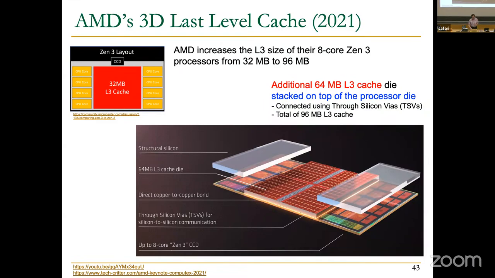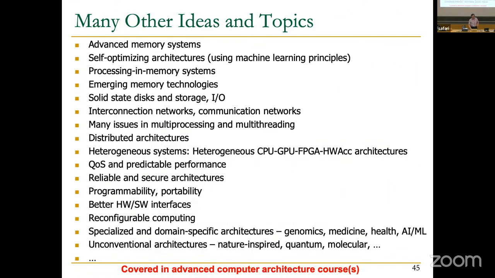Because this is another cache that's added. And we clearly have this. So maybe the next one is a good slide to end with. But basically, we have a lot of other topics in computer architecture that we didn't cover. I guess we didn't touch most of this: solid state disk, interconnection networks, multiprocessing, more distributed architectures, quality of service. We touched some of these things over here, but not everything. So never think that this is the end of it. Some of these are covered in advanced architecture courses.